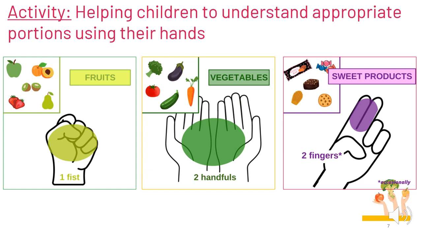For example, a fruit is the size of a fist, a serving of vegetables is the size of 2 handfuls, and a sweet product is 2 fingers, and their consumption should remain occasional. We will have the opportunity in Activity 2 to provide many other tips to help children understand how to evaluate their food portions in a fun way. We look forward to seeing you in the video for Activity 2 to explain how to run this activity.